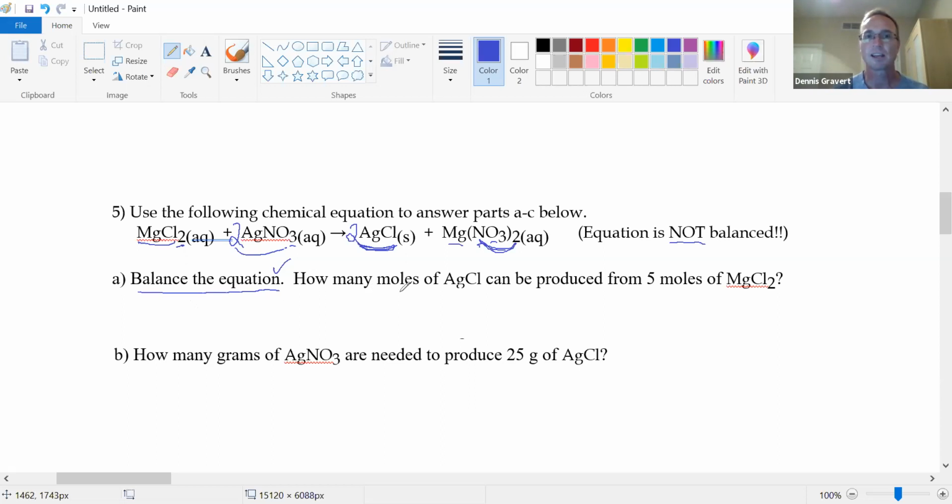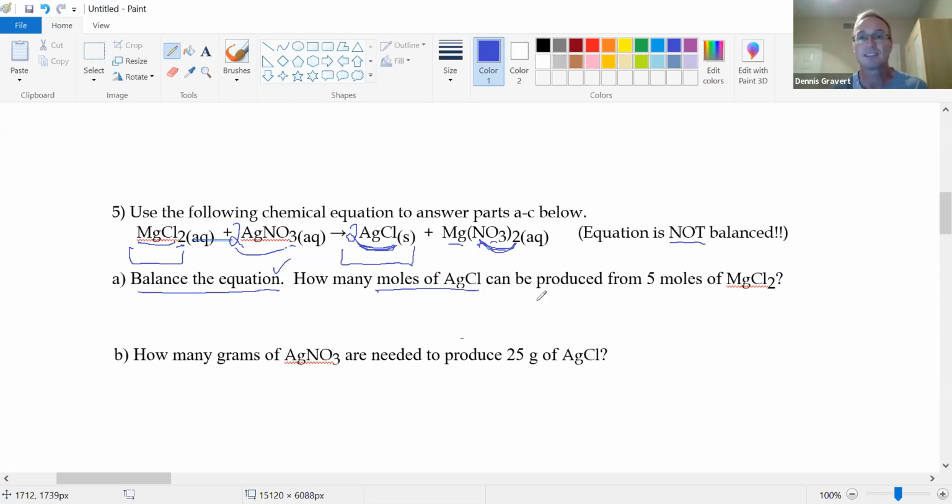Also included in part A is how many moles of AgCl, this molecule, can be produced from 5 moles of this molecule. Some of you can understand the balanced chemical equation and do this in your head, but if you miss it and you don't show me any work, you don't get any credit. So it's best to show me some work. So try dimensional analysis.